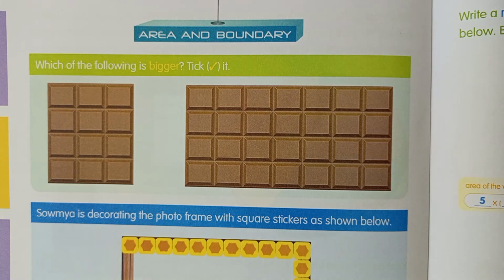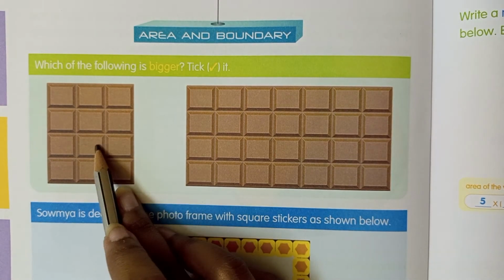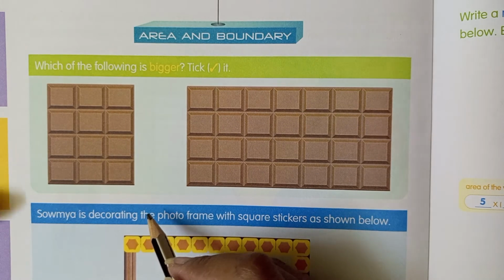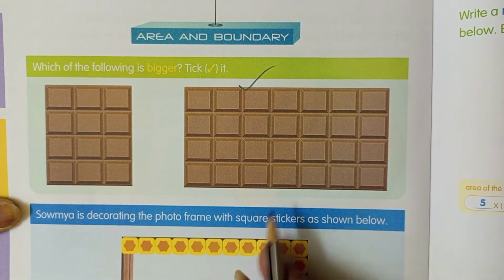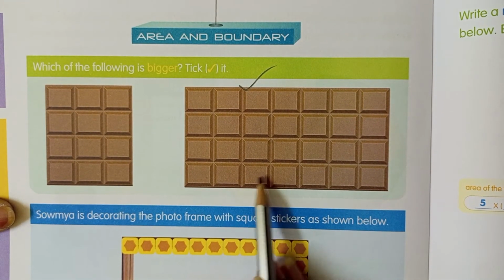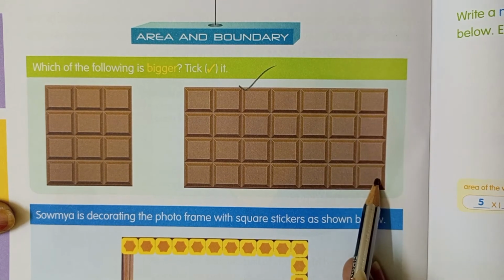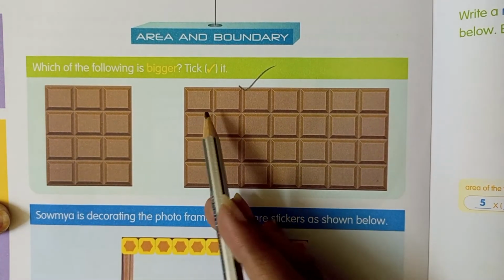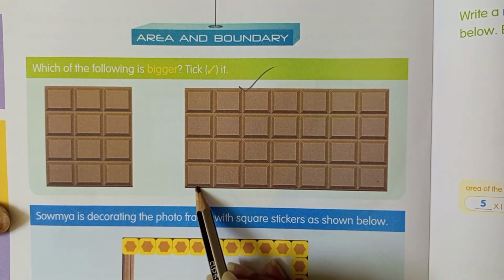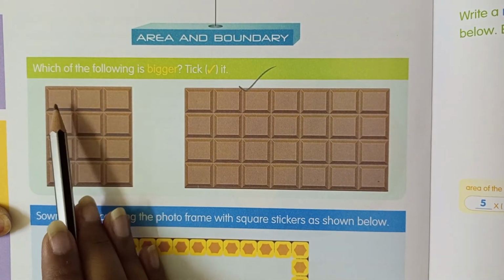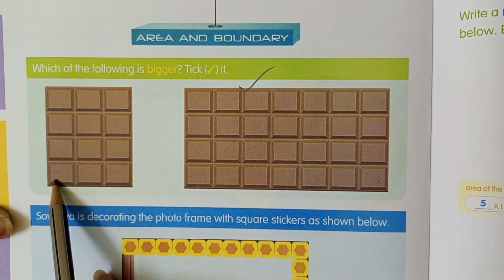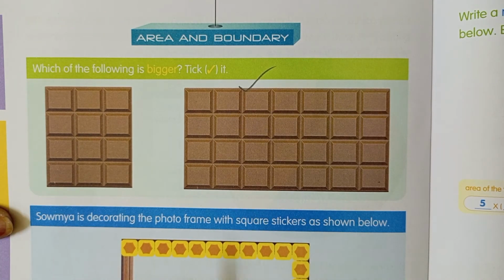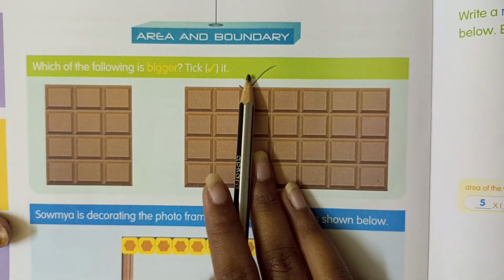All of you take out your maths activity book, page number 38. Which of the following is bigger? Put a tick mark. This one is the bigger side. Why? Because see here, length 1, 2, 3, 4, 5, 6, 7. 7 blocks are there and its breadth is 4. See here, for this one, 3 is the breadth and 4 is the length. So which one is the bigger one? This one is the bigger one.